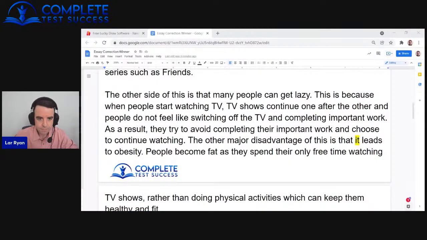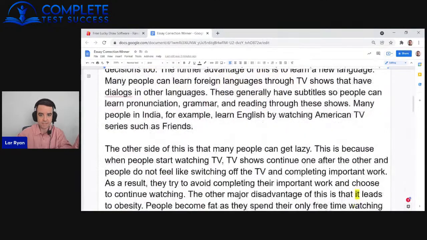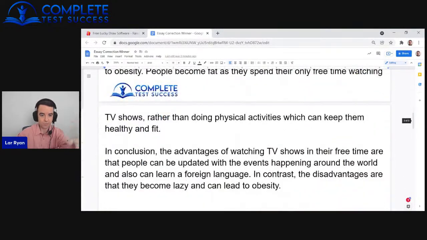Okay. So then the conclusion. And what I want in the conclusion is the four main ideas again, and I want it to be clear what the question was about. So in conclusion, the advantages of watching TV shows in their free time. Now, this is a grammar mistake. What's the subject? The subject is the advantages of watching TV shows.